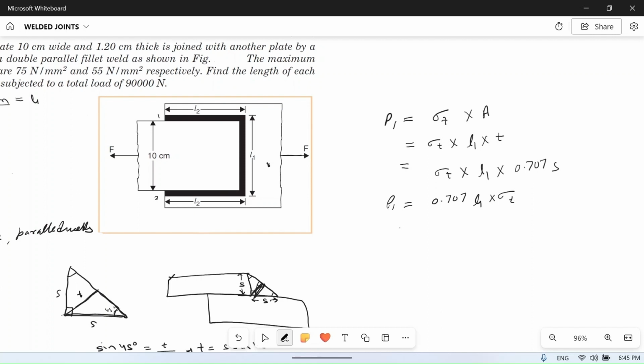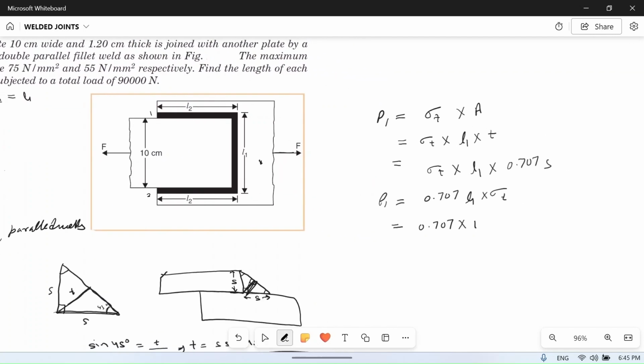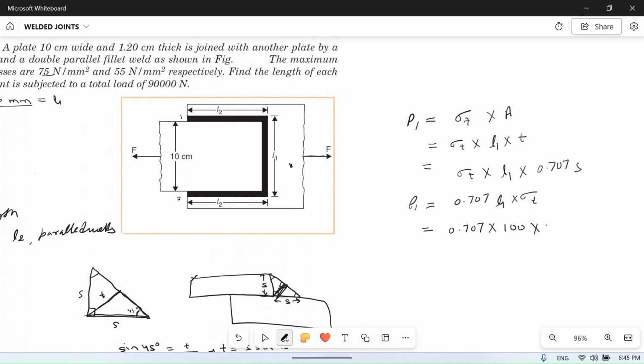Now if you put the values, 0.707 into L1, which we have calculated as 100 mm, into sigma T, which is 75 Newton per mm square. So if you calculate, let me calculate, you can also calculate, 0.707 into 100 into 75. So it will become 5302 Newton.